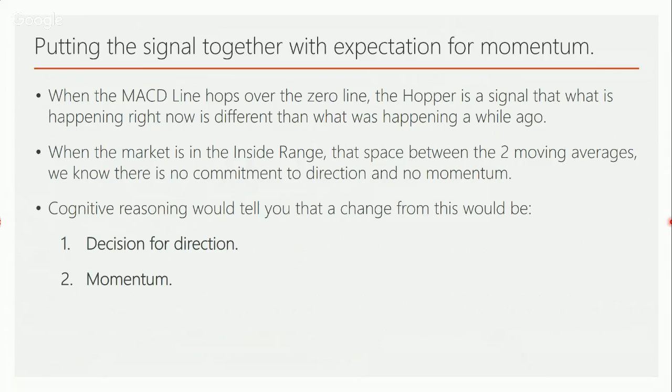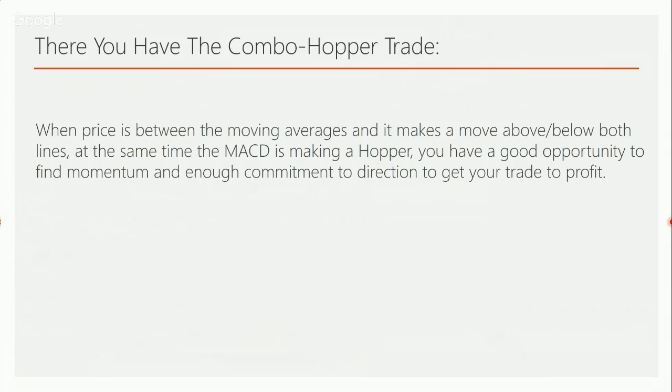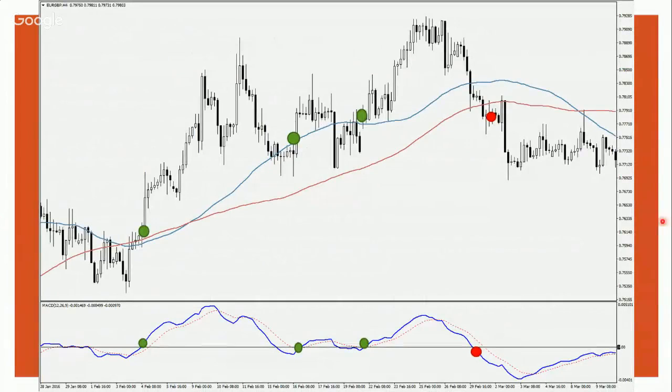And so you put those two things together and you get a really strong trade opportunity that I call a combo hopper. So there you have the combo hopper trade. When price is in between the two moving averages, it makes a move above or below both lines. At the same time that the MACD is making a hopper, you have a good opportunity to find momentum and enough commitment to direction to get your trade into some profit. So let's look at a few examples.